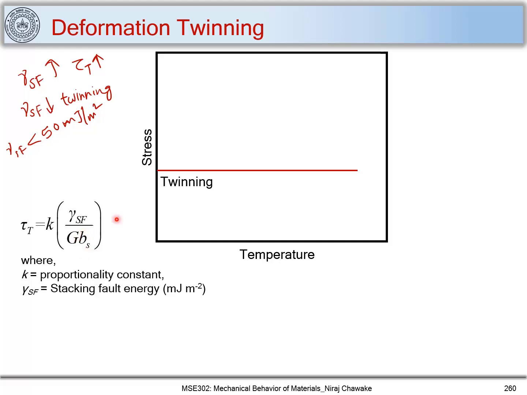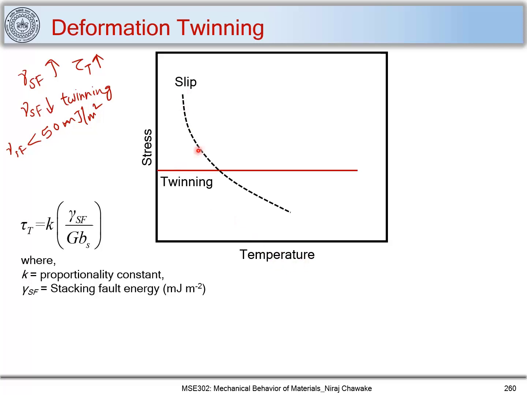And we have seen the variation of tau CRSS with temperature, that is for slip to occur. Now we'll be looking at deformation twinning and the slip mechanism, and how competition between them occurs with respect to temperature and with respect to strain rate too. For slip, as we have seen, the stress required for slip decreases with increase in temperature.